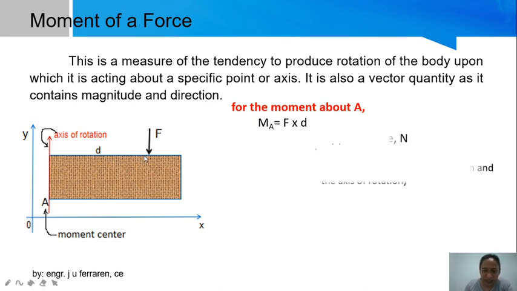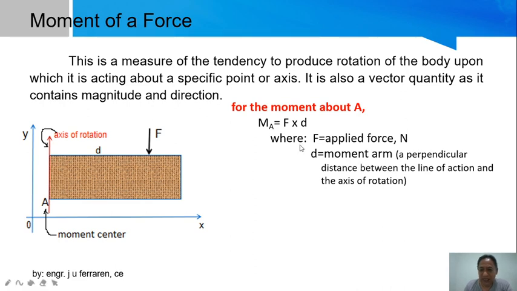What is F? That is the applied force. And D is the moment arm, a perpendicular distance between the line of action of the force and the axis of rotation. So, take the line of action, then take a perpendicular distance D. If you multiply this D with the applied force F, then that is the moment of the force.